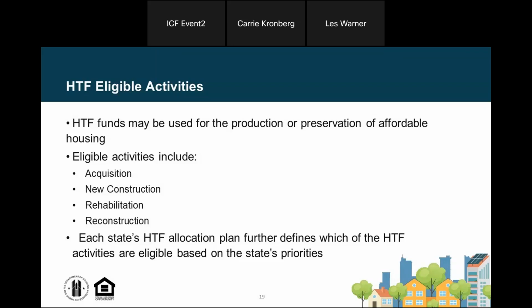Each state, as I mentioned, will have a housing trust fund allocation plan, and that plan is going to provide further details of what that state's specific program has designated as activities that they will fund and any additional rules that will be related to that. So housing trust fund can be provided to a project in the form of an equity investment, could be provided in the form of a loan or a grant. And states, as part of their allocation plan, may have other forms of assistance that they have approved with HUD to be able to do as part of that.